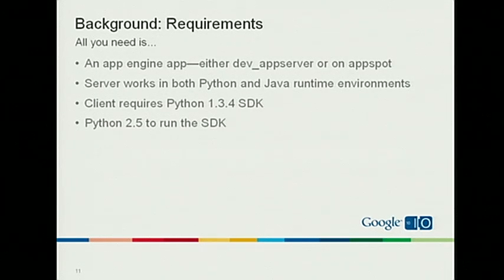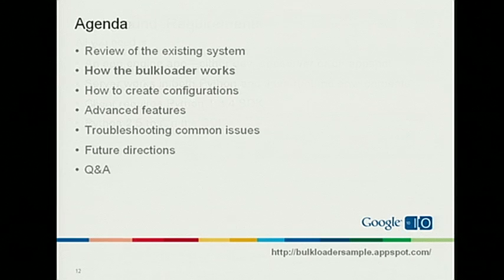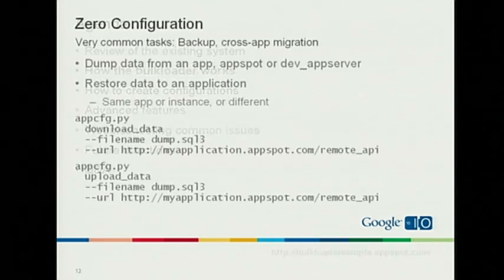It's implemented in Python, so you need the Python 1.3.4 SDK, particularly for the new configuration format I'm talking about today. You'll need the newest version of the SDK, and you need Python to run it. You don't need anything else. You don't need any particular IDEs or anything like that. All right, so how does the bulk loader work?